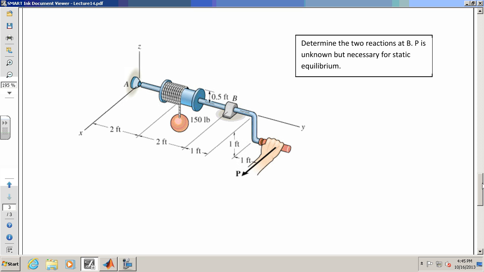A ball and socket means you don't put any moments on it. You just put force reactions. So you're going to have an AX, an AY, and an AZ. That's what a ball and socket says. AX, AY, AZ.